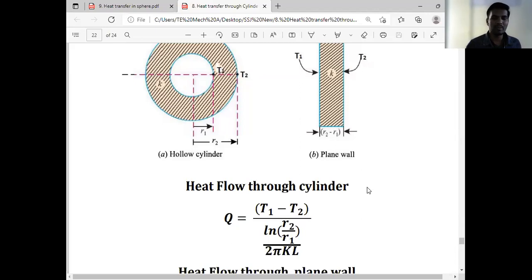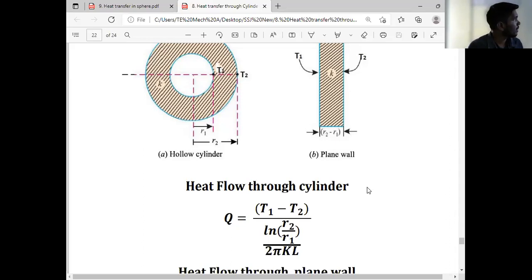Okay, the same as equation है. In the form of thermal resistance we have written Q is equal to T1 minus T2 divided by ln of R2 by R1 divided by 2 pi KL. Okay, so this is the equation for this cylinder. Now we have to write down the equation for the plane wall. So can anyone tell me what is the equation for the plane wall? So whatever the parameters which is mentioned in the diagram, according to that we have to tell me the equation.